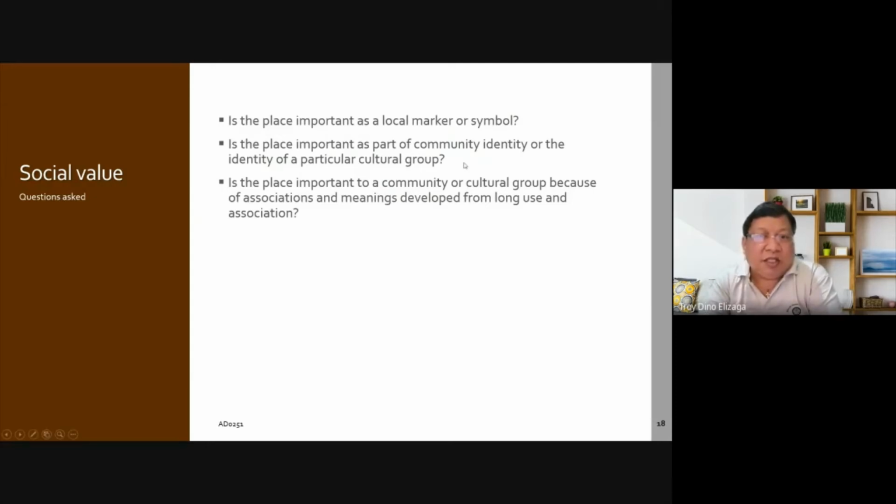Is the place important as a local marker or symbol? So this is one of the questions asked when we assess the social value. Okay. Aside from markers actually installed by the national agencies, there are markers which are very important from the locals, no? Especially landmarks. It could be a well, for example. In a community, the well becomes very important because that's where they gather, that's their source of water. And so if you remove that, somehow you disrupt a whole system, no?